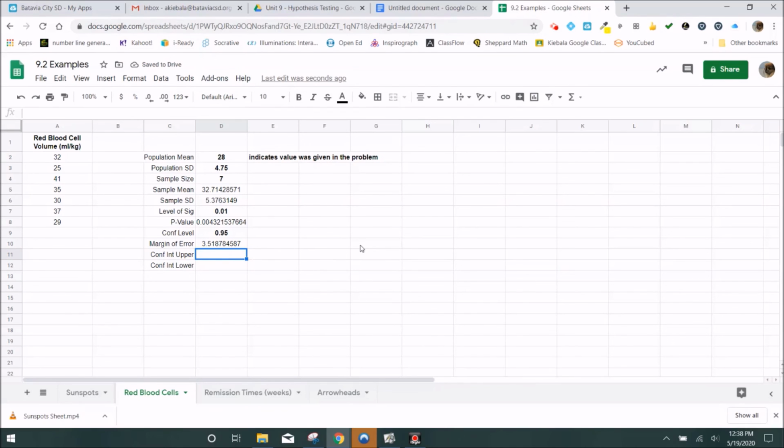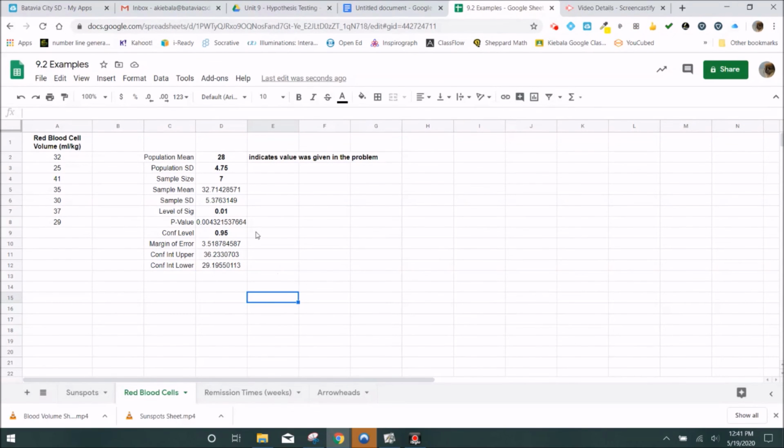All right, and then we use that to create the interval. We would take the sample mean, make sure you're clicking on the right one. Upper bound, we're going to add the margin of error. And then for the lower, we're going to take the sample mean, again, be careful, you're clicking on the right one, minus the error. Okay, so those are the values I got on Google Sheets. And we'll go on to say what they mean in just a minute.